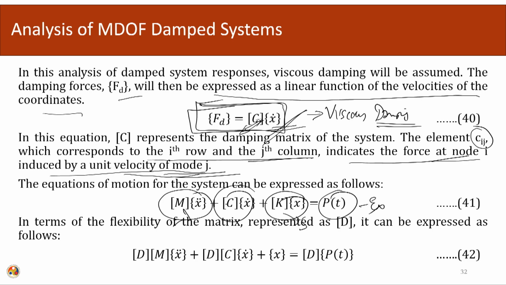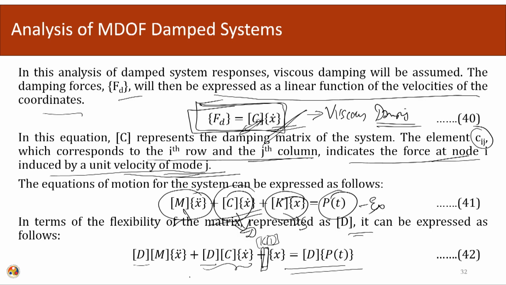Now, we are introducing the damping term. So, this part is represented by the damping. Similarly, in terms of the flexibility of the matrix represented as D, it can be expressed as this formulation. Here, what we have done is that we have pre-multiplied by the flexibility matrix, and since K and D are inverse of one another, this becomes a unit matrix.